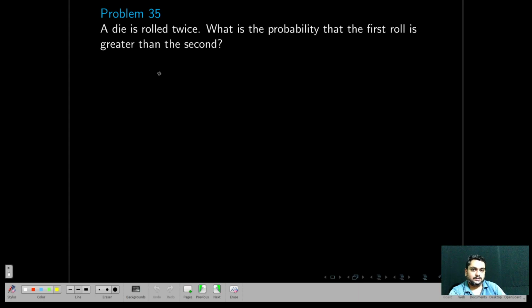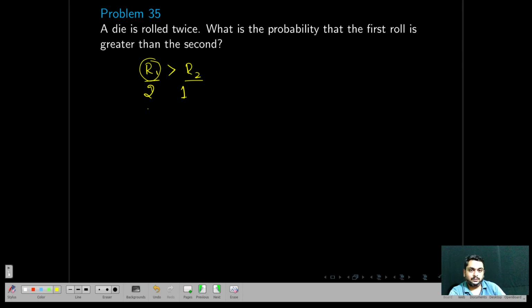Next, a die is rolled twice. What is the probability that the first roll is greater than the second roll? So this is roll 1 and roll 2. The first should be greater than the second. A die contains 1, 2, 3, 4, 5, 6. If I take 1 in the first roll, I cannot take any number in the second because 1 is the least among the dice, right? If it is 2, it can be 1 here.